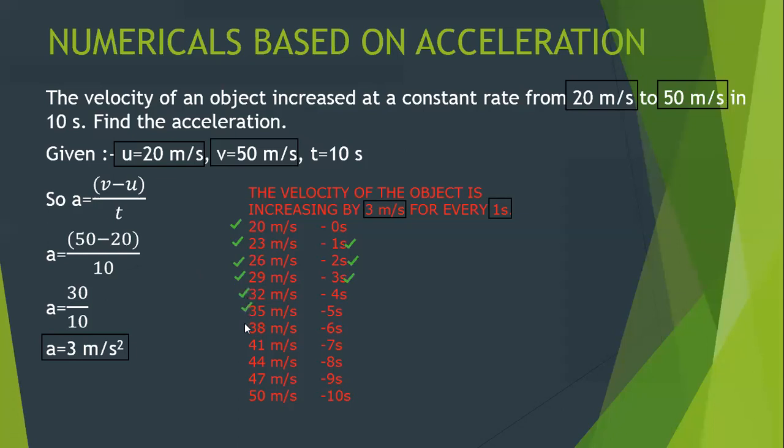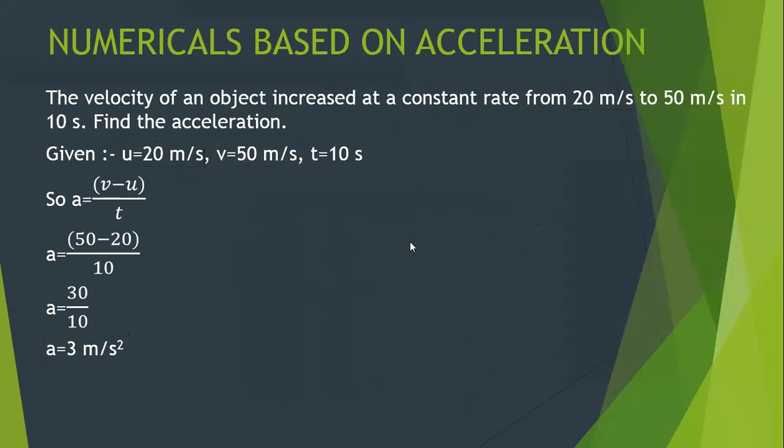So in every 1 second, you will find the velocity is increasing by 3 meter per second. That's why we say the acceleration is 3 meter per second square. In simple terms, the velocity is increasing by 3 meter per second in every 1 second. I hope now it is clear to all of you what's the meaning of the word acceleration. Oh, thank you very much.